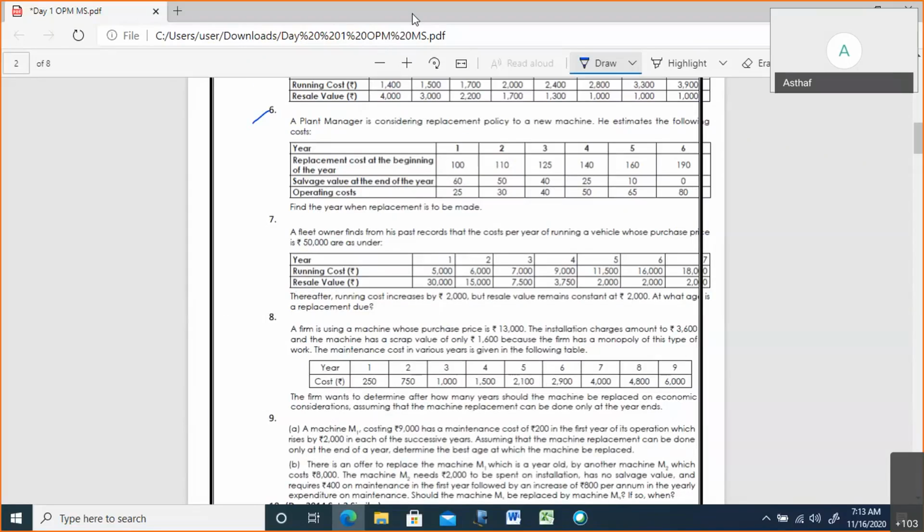So here, a plant manager is considering the replacement policy of a new machine. He estimates the following costs. Year 1, 2, 3, 4, 5, 6. Replacement cost at the beginning, salvage value at the end of the year, then operating cost. So we can start.